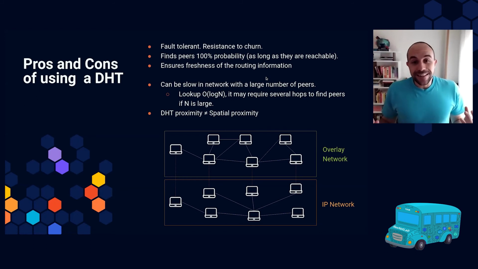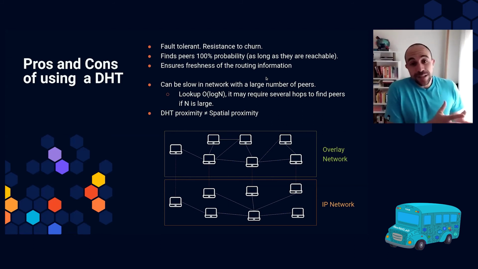However, there is a trade-off, because the problem is that the DHT can be slow in networks with a large number of peers, because doing a walk in the DHT when there are a lot of nodes in the network may be slow. So performing operations on large scale networks on the DHT may be slow.